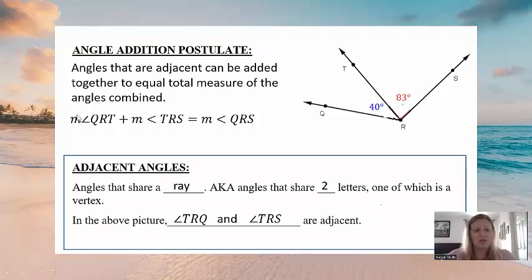So they're telling you that if you take the measure of angle QRT, so that's this angle right here, you can see that that is 40 degrees. And we add the measure of angle TRS, which is 83 degrees. That will equal the measure of angle QRS. So we would just add 40 and 83, and we get this giant angle measure. That's what that angle addition postulate is saying. So it's kind of like, oh, you add the smaller pieces to equal the whole thing.